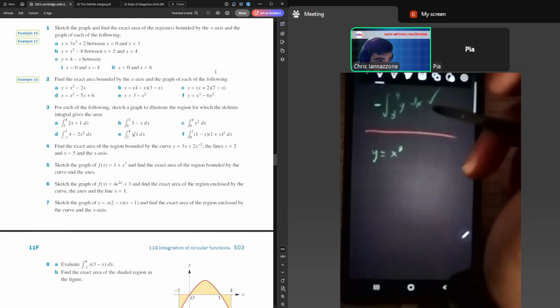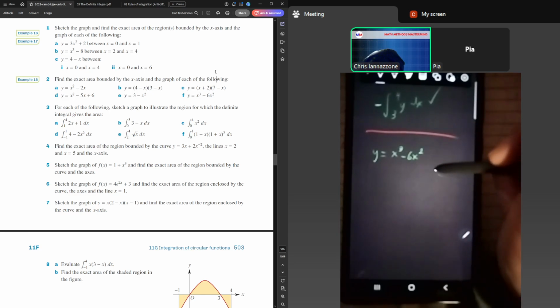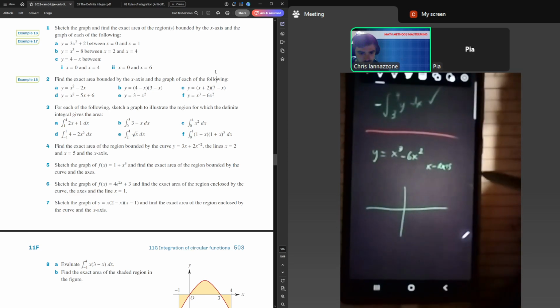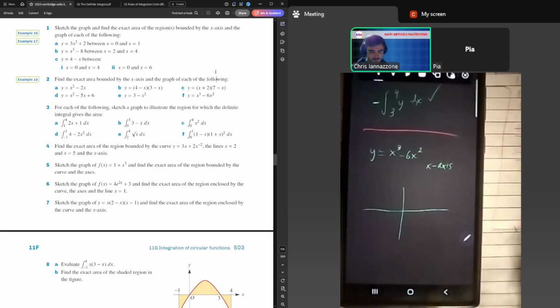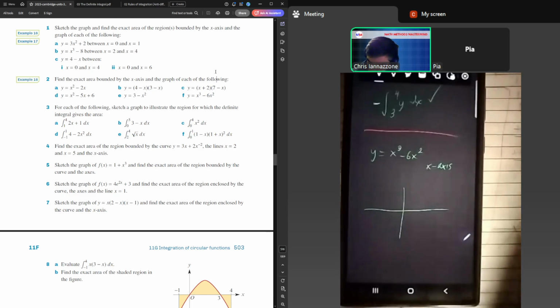y equals x cubed minus 6x squared. And once again, we're doing x-axis. All right. What's good here? Could we use null factor law in this one as well? Yeah, absolutely we can. So how are we going to make use of that?